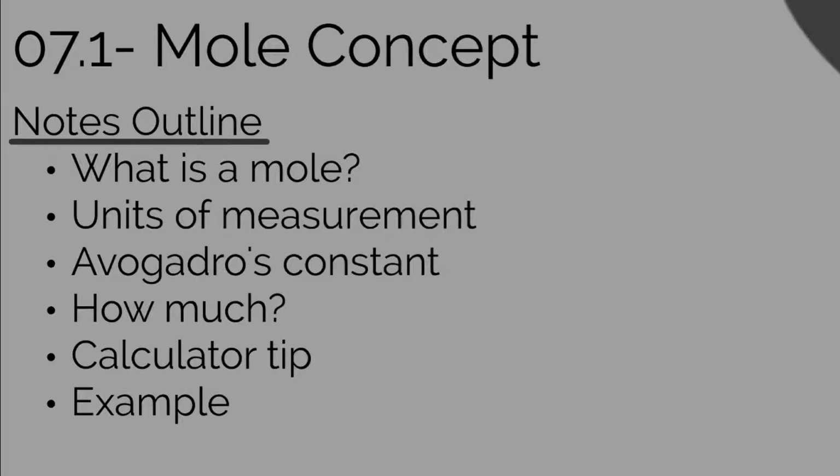So we'll start by just very simply defining what a mole is and what we'll be using it for, a short review on units of measurement. Again, we'll get into Avogadro's constant, which will be one of the most important numbers we learn in this class. We'll really put that into perspective just to know how big that number is. We'll get into a very quick calculator tip so these problems don't trip you up when it comes down to just putting in the calculator. It makes your life a whole lot easier. And finally, we'll get into an example on how to solve these problems.